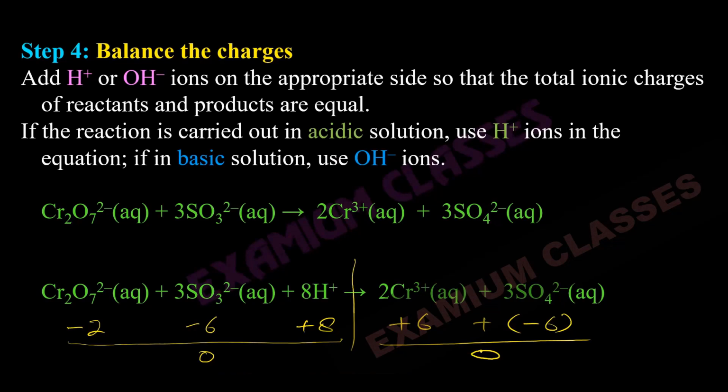If it would have been basic medium, I would add OH minus ions on the right hand side. In that case, OH ions on the right hand side will make the sum -8, and left hand side, right hand side, both will have -8 charge. But in acidic medium, I will add H ions.